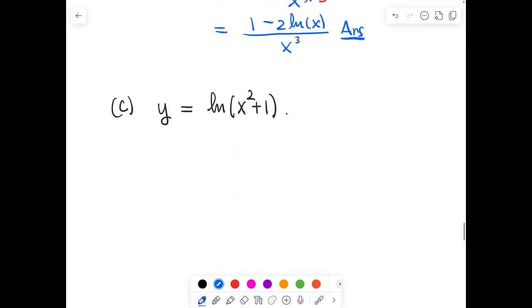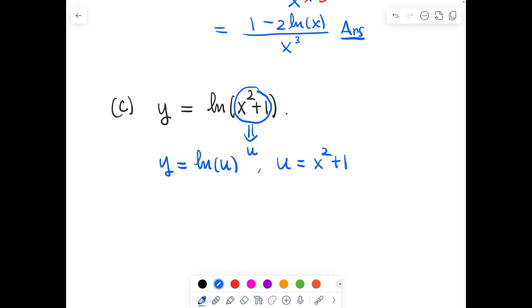Let's look at part C. Now in part C, you see that we have y is equal to ln of x squared plus 1. This is not x, so we cannot directly use the formula that we just studied. So now what do we do? This is where we have to break this function into two parts, and then we can use the chain rule. Whatever is in this ln, we're going to let it equal u. So y is equal to ln of u, and then u is equal to x squared plus 1.